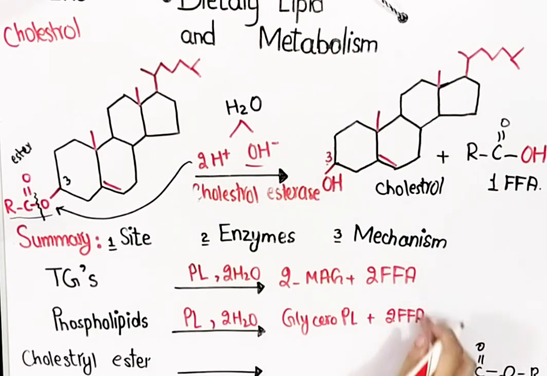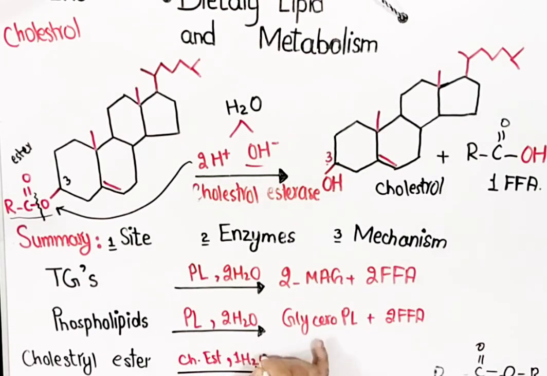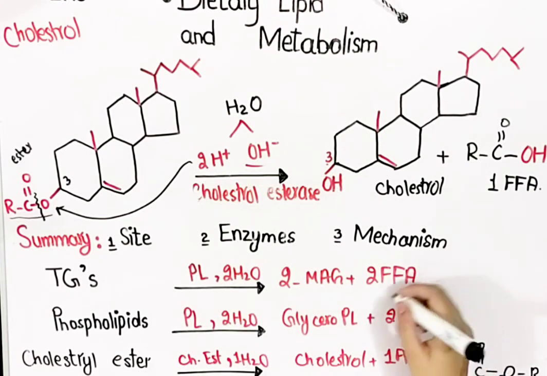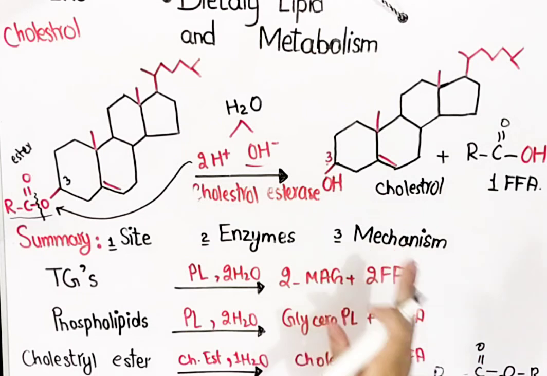So these are the similarities. And then we had cholesterol ester, acted upon by the cholesterol esterase enzyme. Only 1 water molecule was used and the products were cholesterol and 1 free fatty acid. Okay, if it is lingual lipase or gastric lipase, it will happen in the stomach, and if it is pancreatic lipase, it will act in the small intestine.